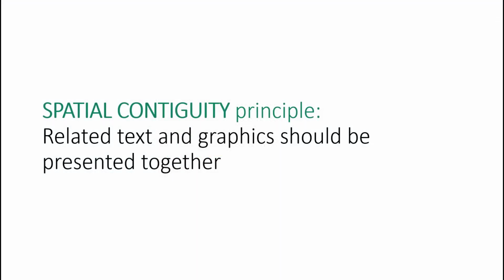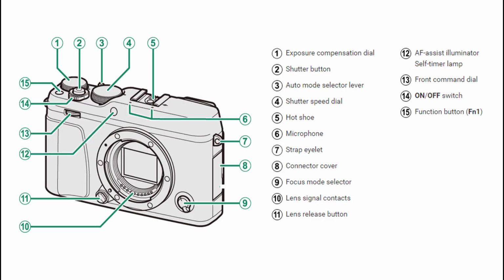The next principle that I want to share is the spatial contiguity principle. Related text and graphics should be presented together. This image shows the picture of a camera with lines and arrows pointing to specific parts of the camera. And if you want to find out what that part means, you have to check the number, look to your right, and check the number again, look to your right, check the number again, and look to your right. And that's how you find out what the parts are.